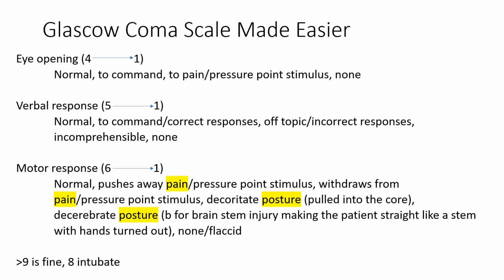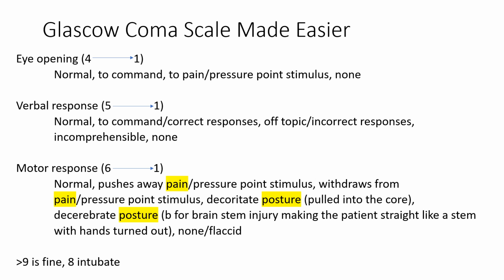In the motor response, between the normal, which is a 6, and the none, which is a 1, we have 2 options that deal with pain and then 2 options that deal with posture. So a 5 is when you put a pressure point on them and they push you away. That is more responsive than somebody who just withdraws when you try to sternal rub them or something. And then in posture, we have 2 choices.